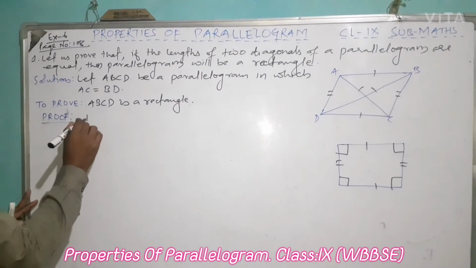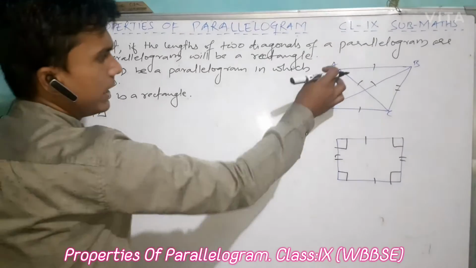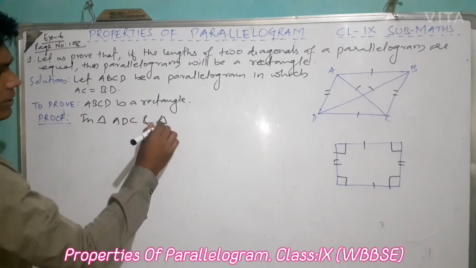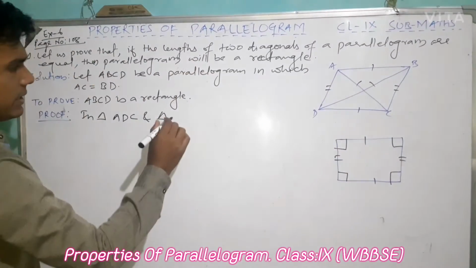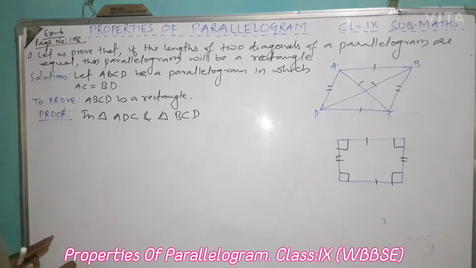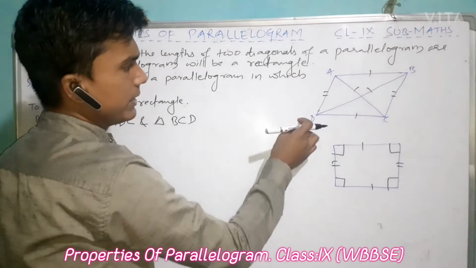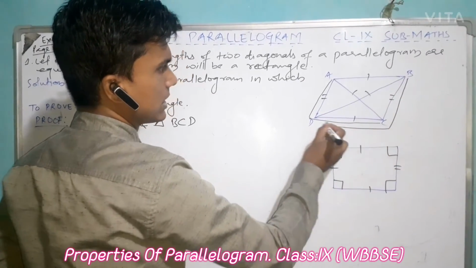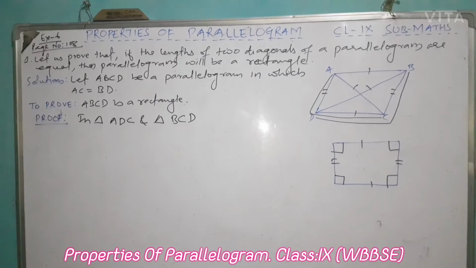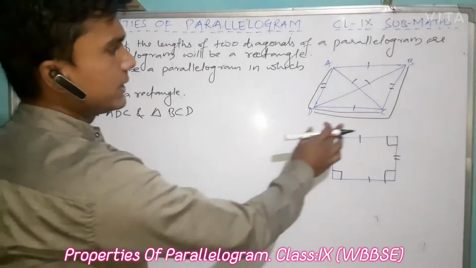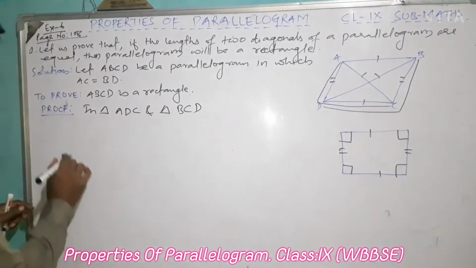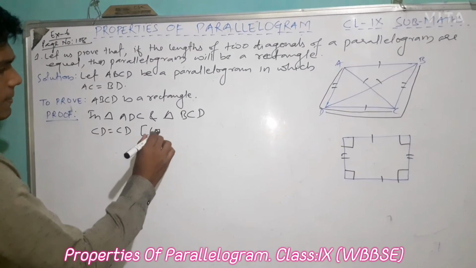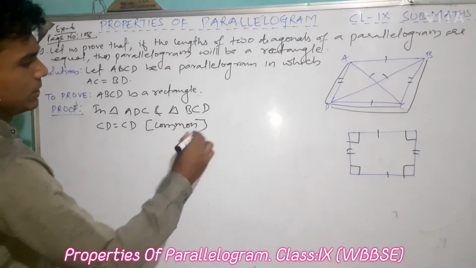In the proof, in triangle ADC and triangle BCD, clear? In triangle ADC, we are talking about this part. In triangle BCD, we are talking about this part. Here, in these two triangles, the common thing is CD. CD equals CD. It's common for both the triangles.